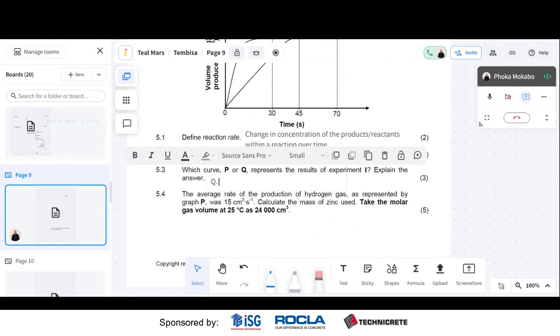And an explanation for that is, like I said, it has the smaller gradient. So therefore it will represent experiment 1. Then they say the average rate of production of hydrogen gas, as represented by the graph, was 50 centimeters cubed per second. Calculate the mass of zinc used.